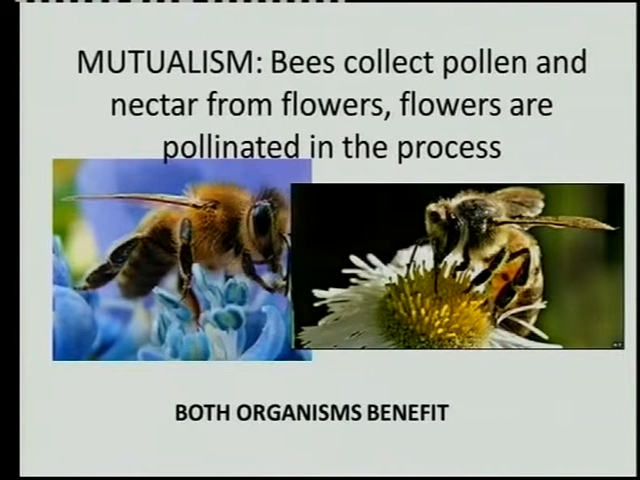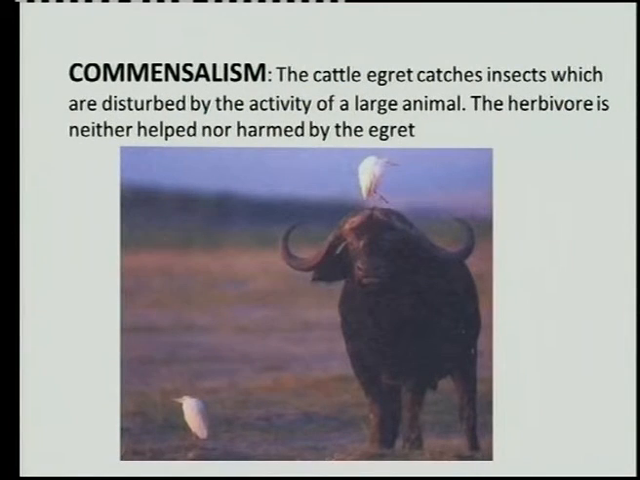Mutualism, where bees on flowers, the bees get food, the nectar, and the flowers are pollinated. So both organisms benefit. And commensalism. Now, this is so interesting. Here you see the egret, it sits on the cattle there, on this, what is that? It's a buffalo. It's a buffalo, yes.